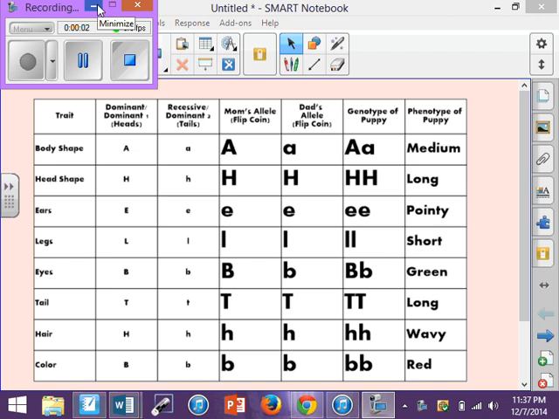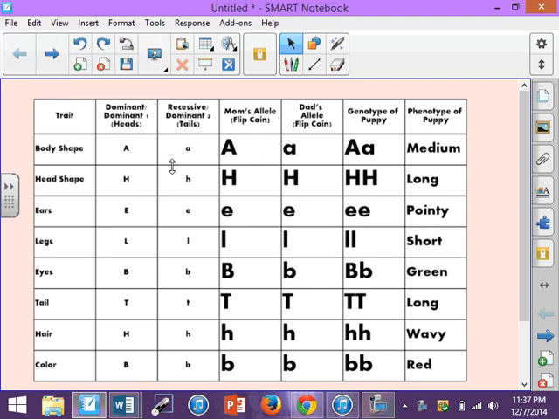Okay, hey everybody. Here's what we're gonna be doing today. We're gonna finish up what we were working on the other day with selective breeding. Now, you guys should have all filled in this table you see here on the screen. I had to change this up so the letters might not match what's on yours, but that's okay.